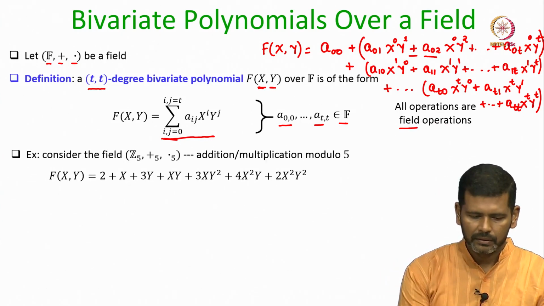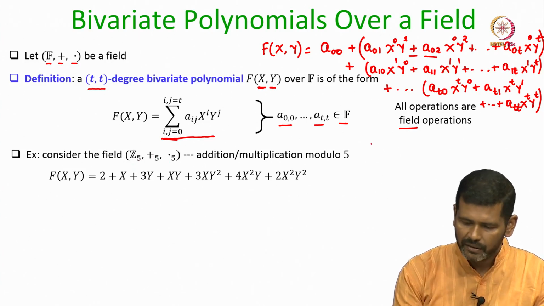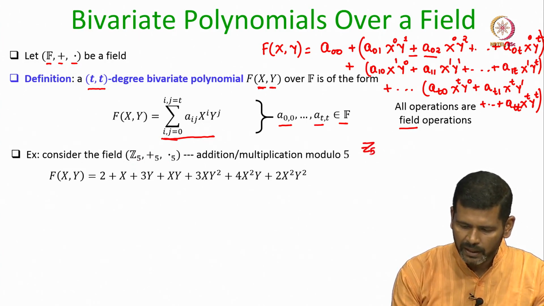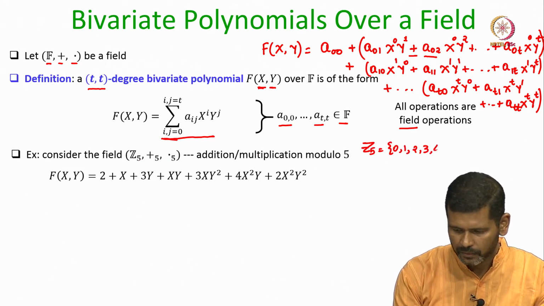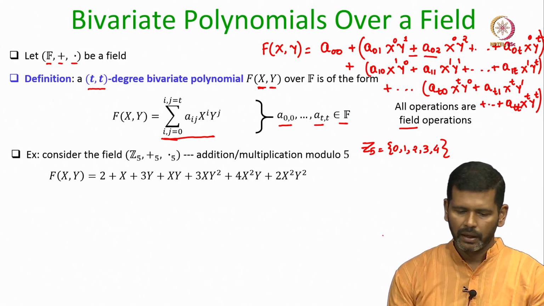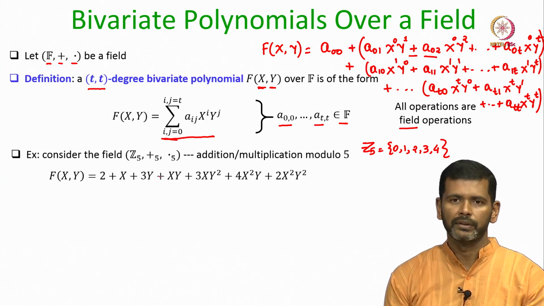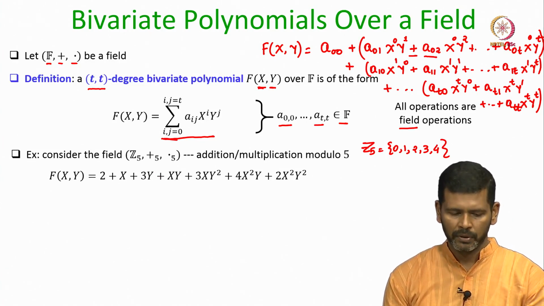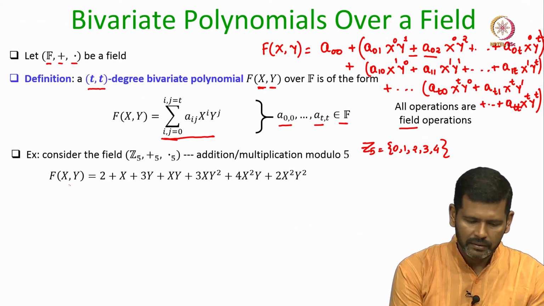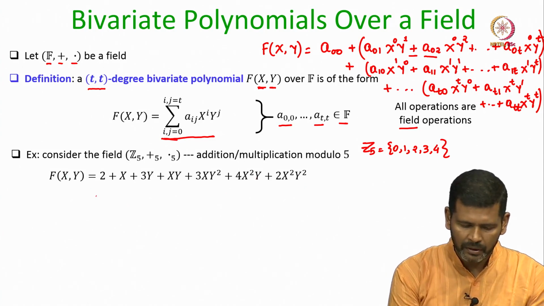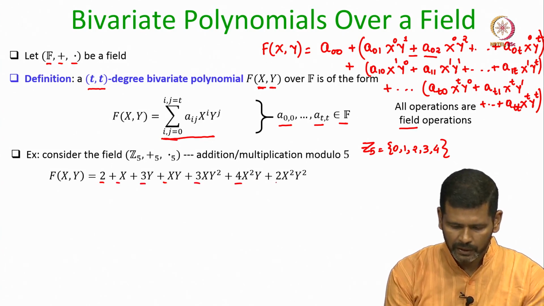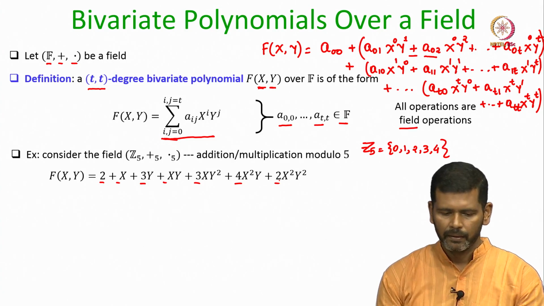Imagine you consider the field Z 5. So, Z 5 will have the elements 0, 1, 2, 3 and 4, where the addition operation is addition modulo 5 and multiplication operation is multiplication modulo 5. Then this is a bivariate polynomial where you have the coefficients 2, 1, 3, 1, 3, 4 and 2 respectively.